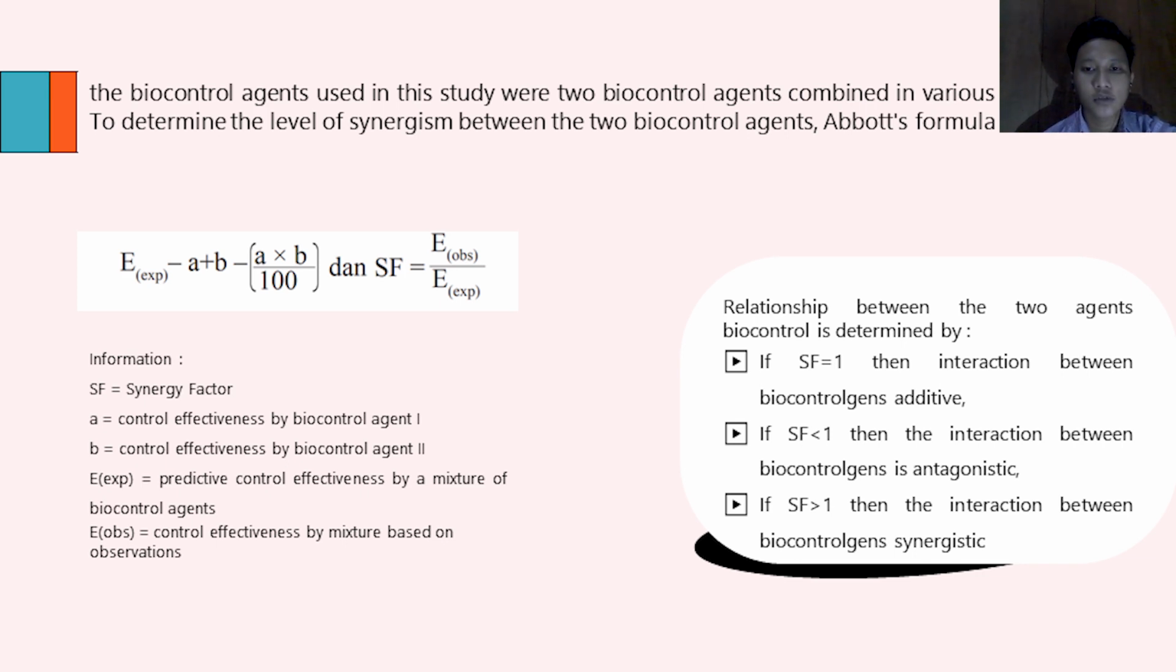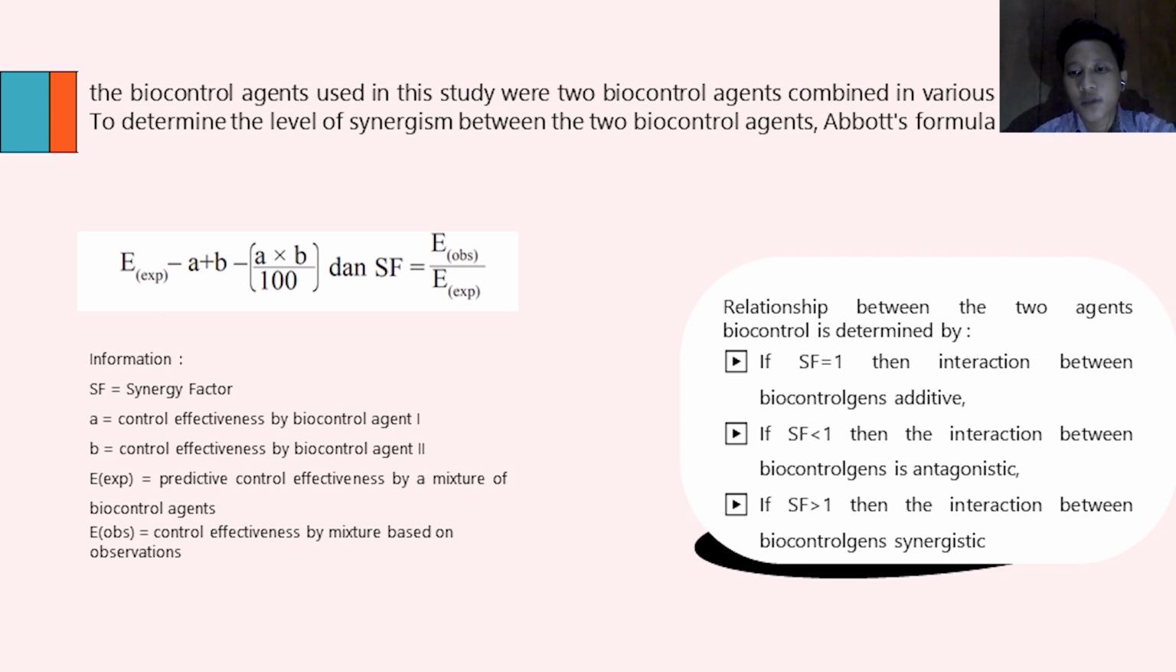Biocontrol agents used in this study were two biocontrol agents combined in various proportions. To determine the level of synergism between the two biocontrol agents, Abbott's formula is used. EX equals A plus B minus A times B divided by 100, and SF equals EOBS divided by EX. SF is synergy factor, A is control effectiveness by biocontrol agent 1, B is control effectiveness by biocontrol agent 2, EX is predictive control effectiveness by a mixture of biocontrol agents, EOBS is control effectiveness by mixture based on observation.